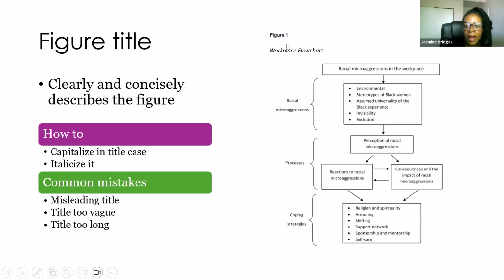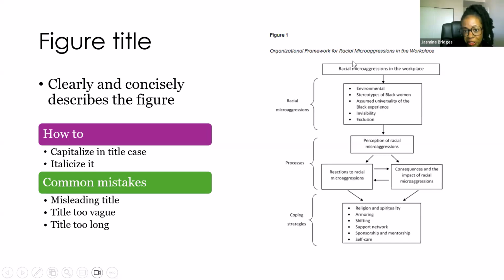So here we have this flow chart here, workplace flow chart. When we're looking at the figure, that's not really telling us much about what we're looking at. What about the workplace? Is this even a flow chart? Usually flow charts are more about a process or a decision that's being made, and this doesn't seem to match that. So here we have a better title.